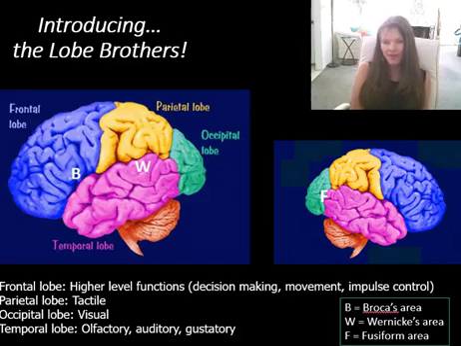Notice that Broca's area is in the very back part of the left hemisphere frontal lobe. Wernicke's area is on the top of the left hemisphere temporal lobe, and the fusiform area is right on the line of both the right hemisphere occipital and temporal lobes.